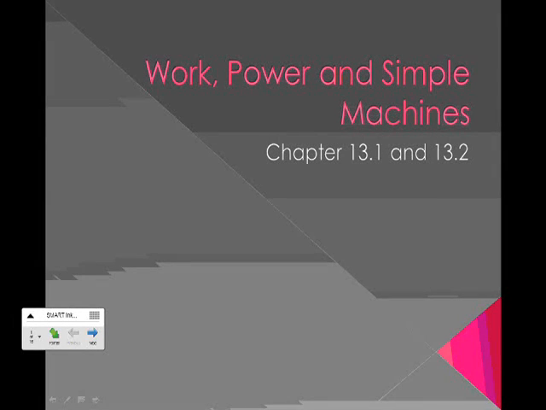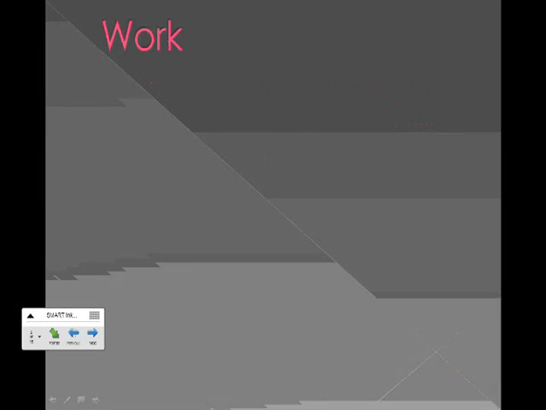All right, this is starting Unit 8. We're talking about work, power, and simple machines. And just so you know, this is only the first two sections in Chapter 13, so it's not going to be a very long unit. The last two sections of Chapter 13 go along with our energy unit that we're doing next. So let's go ahead and get started.